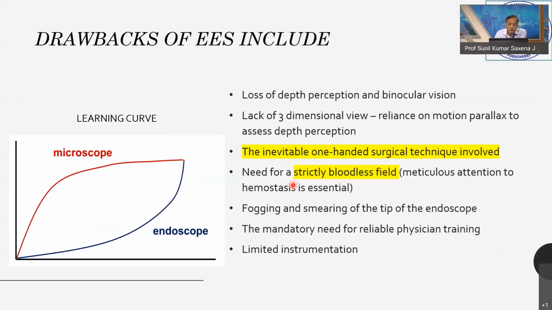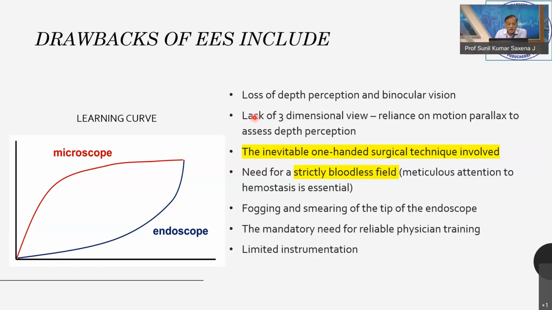Now, what are the drawbacks of endoscopic ear surgery? The first and foremost is that it is a one-handed surgical technique. But with practice, mastery can be achieved. You know, in nasal endoscopy also, we are doing surgery with a single hand. One hand you are holding the endoscope, and the second hand you are holding the instrument. The only difference is that the space available for the instrument is a little more as compared to the ear.